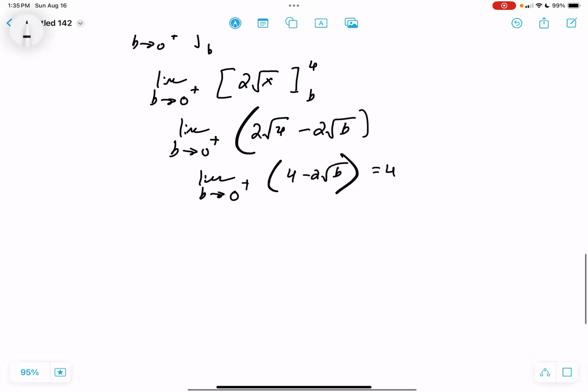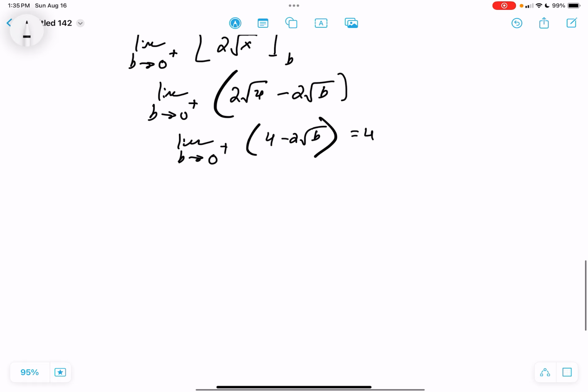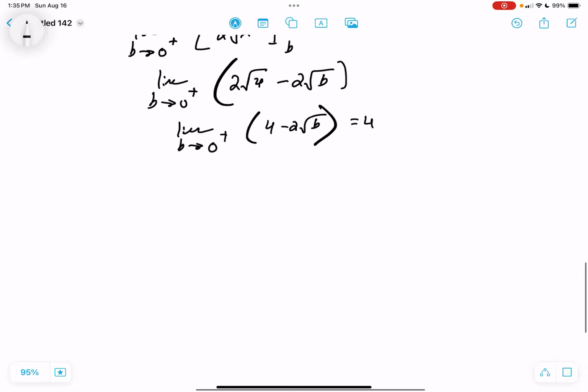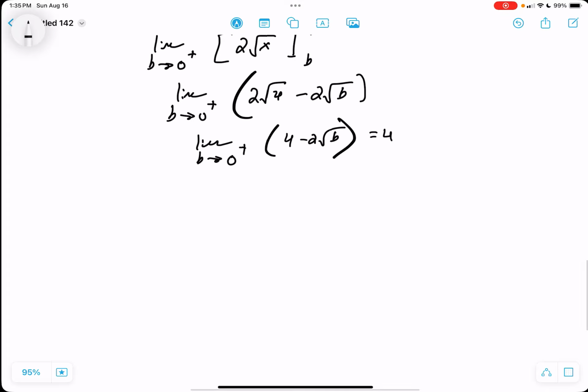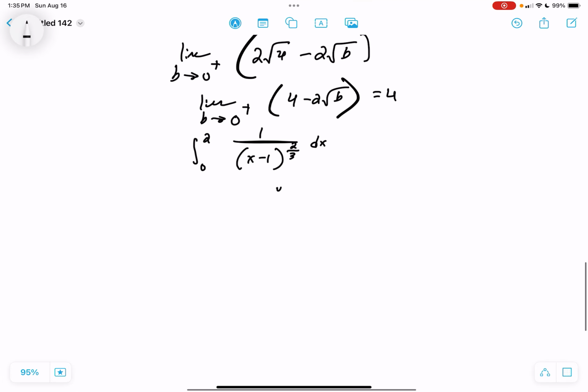Now, let's do another example. Let's do the integral from 0 to 2 of 1 over (x minus 1) to the 2/3 dx. All right, I'm going to let u equal x minus 1, du/dx equals.